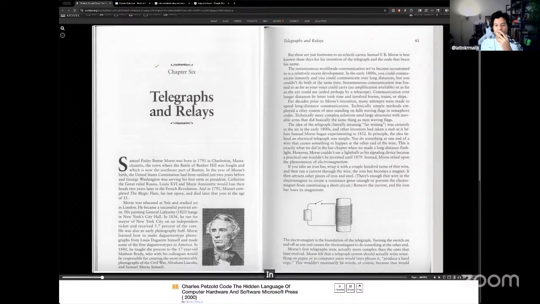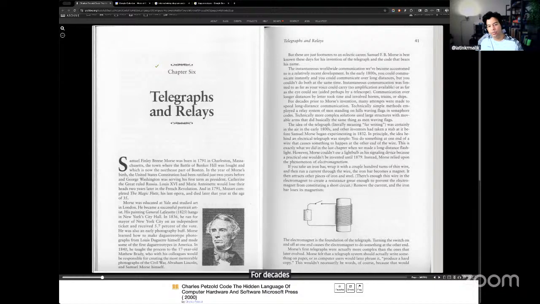The instantaneous worldwide communication we have become accustomed to is a relatively recent development. In the early 1800s, you could communicate instantly and you could communicate over long distances, but you could not do both at the same time. Instantaneous communication was limited to as far as your voice could carry without any amplification, or as far as the eye could see, aided perhaps by a telescope. The telescope was already invented in the 1600s. Communication over long distances by letter took time and involved horses, trains, or ships.